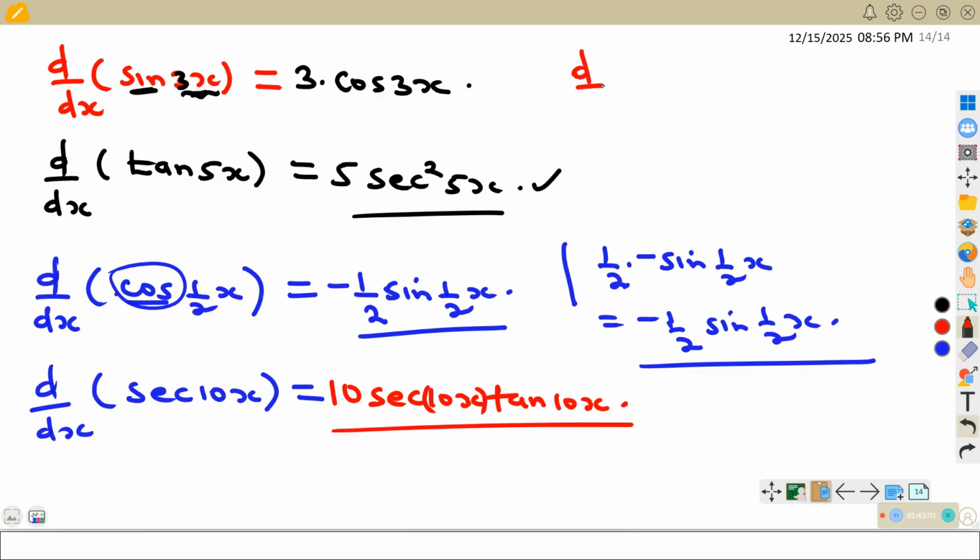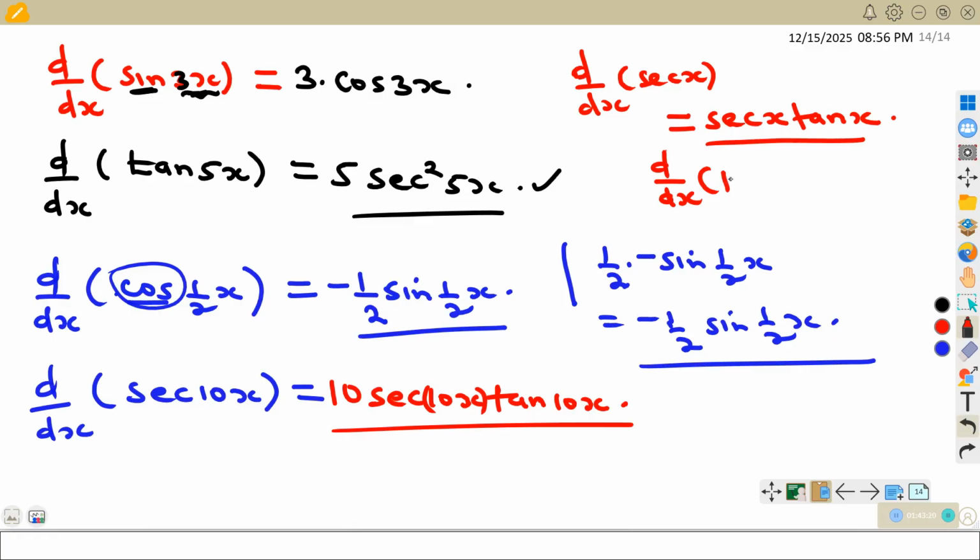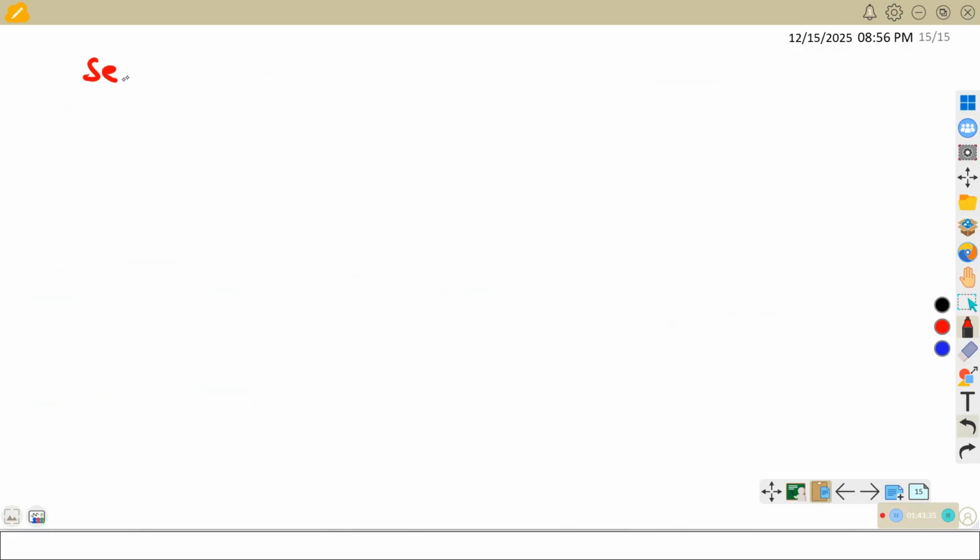In other words, you must know what you get when you differentiate sec x alone, which, as we said, is sec of x tan of x. So if you are differentiating sec of 10x, what you simply do is differentiate this angle here with respect to x. This is like using the chain rule. So if I have sec of 10x, what I can do is let u be 10x.